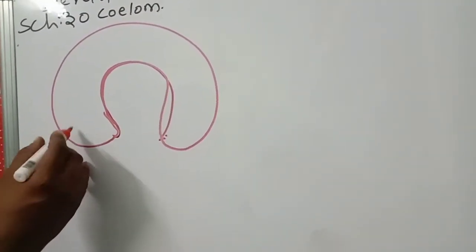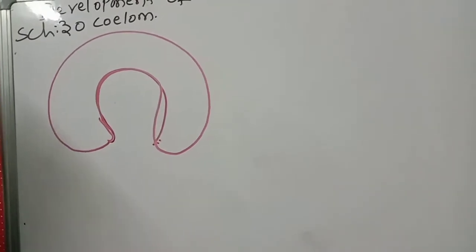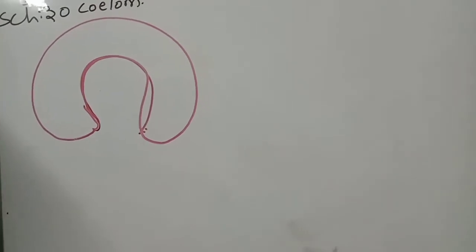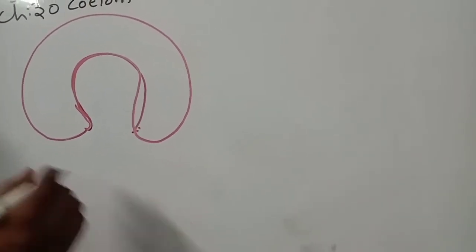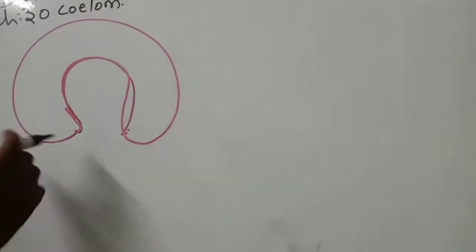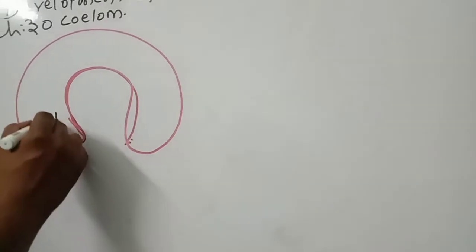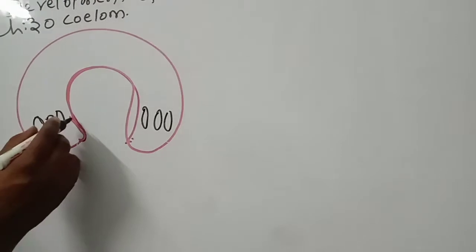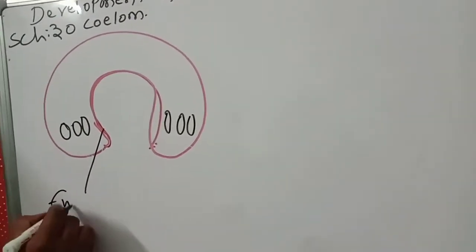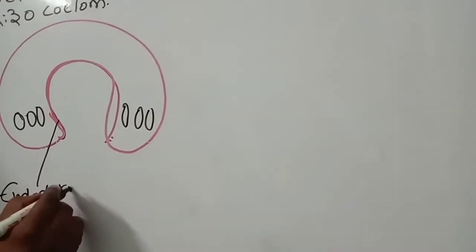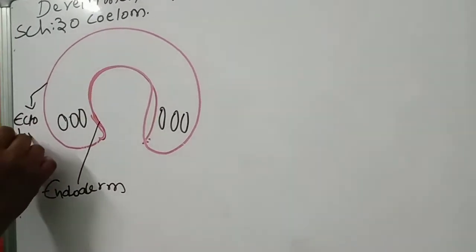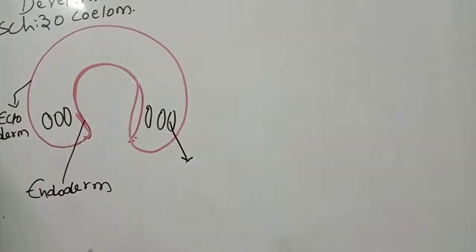So here what is there? This is the thing you should remember, like this. This is called the first one. This is called endoderm, right? This endoderm. And what is this? This is called ectoderm.